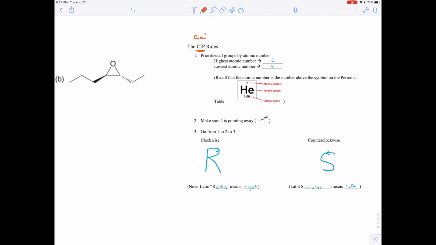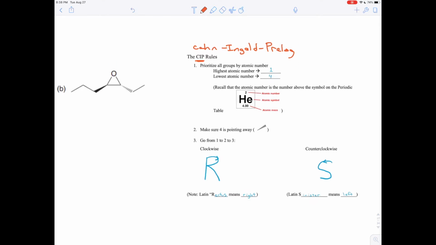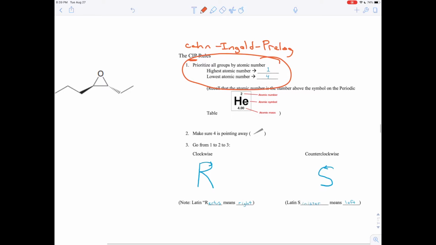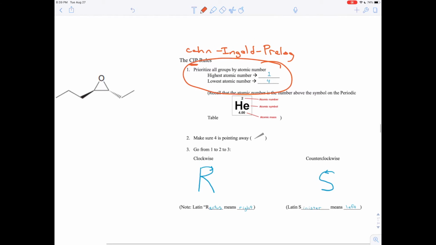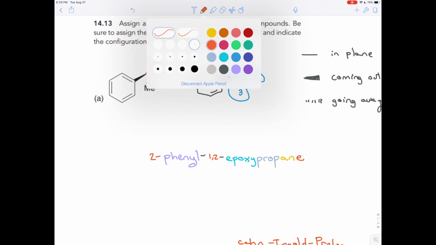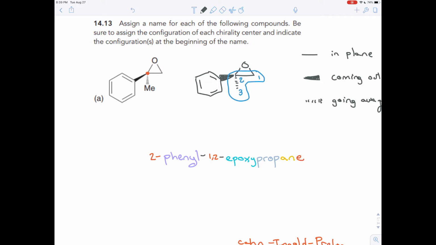We're going to use the Cahn-Ingold-Prelog rules. Cahn, Ingold, and Prelog. Those were the 3 scientists who came up with these rules to determine whether a chiral center is R, right-handed, or S, left-handed. So first we prioritize the 4 different groups bonded to that chiral center based on the atomic number. That's the number of protons. So here, on the top, we have an oxygen. Oxygen has an atomic number of 8.